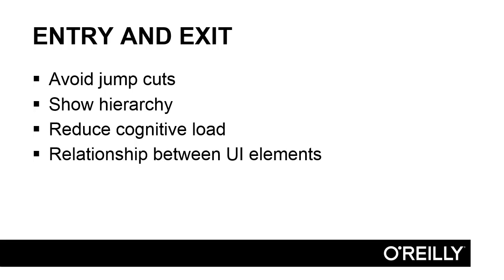We're going to be looking at the four major points with respect to entry and exit animation. How do you avoid jump cuts between different states of any application that you're building? How do you use UI animation to show hierarchy of the elements on a particular screen? How do you use entry and exit animation in particular to reduce the user's cognitive load? And how do you use the same to show relationship between different UI elements?